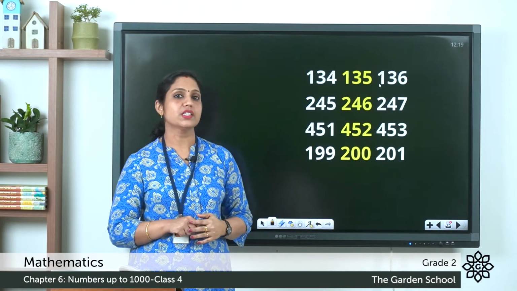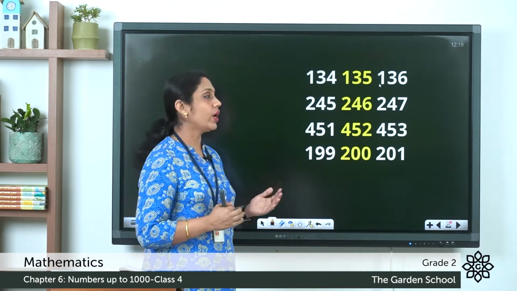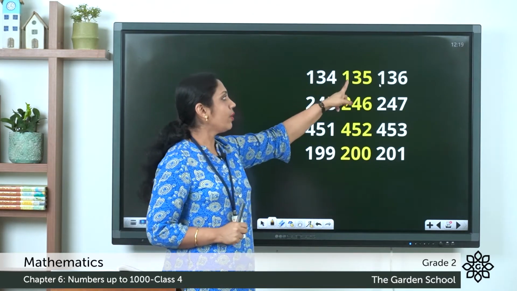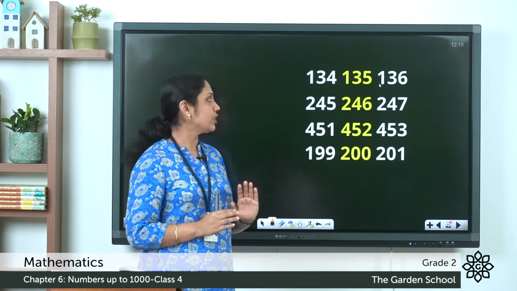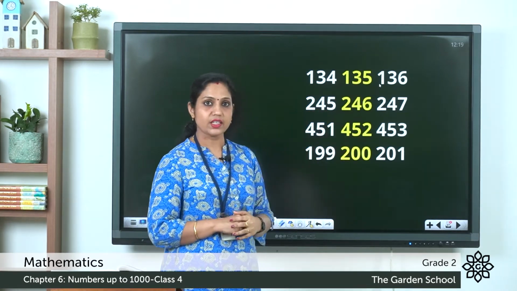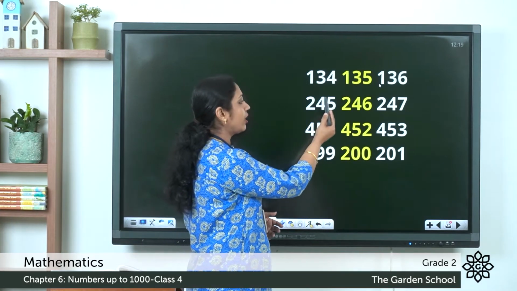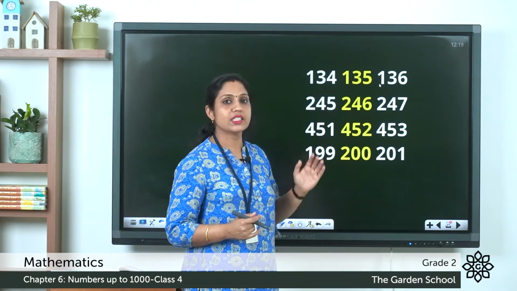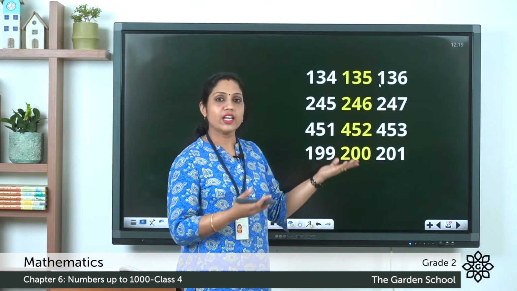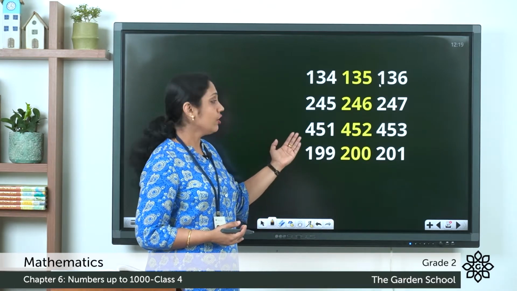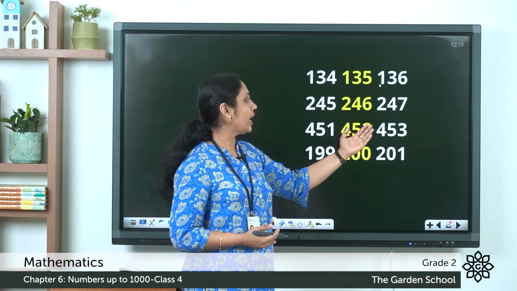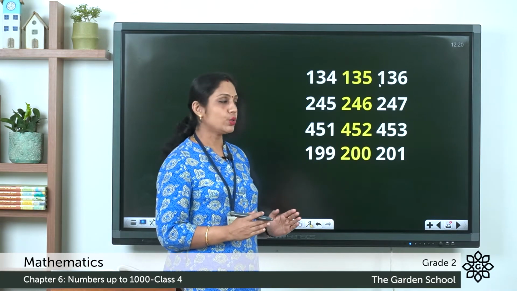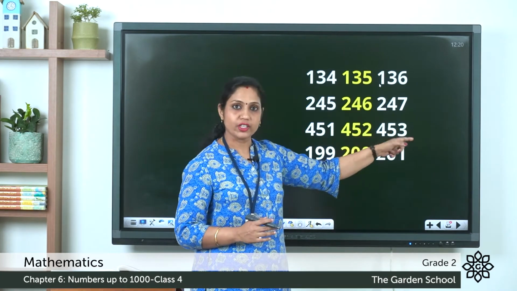So let's check some numbers. Here we have 134, 135 and 136. So we can say that the number 135 is in between 134 and 136. In the numbers 245, 246, 247, which number comes in between? The number 246 is in between 245 and 247. The numbers 451, 452 and 453: here we can say that the number 452 comes in between 451 and 453.